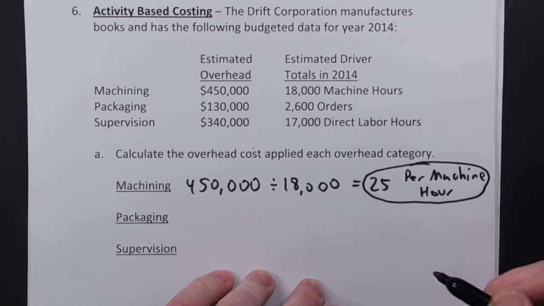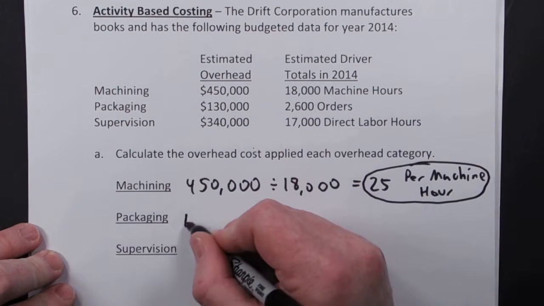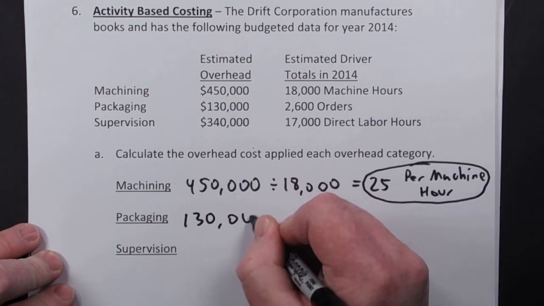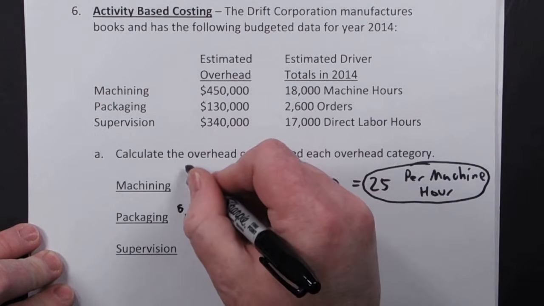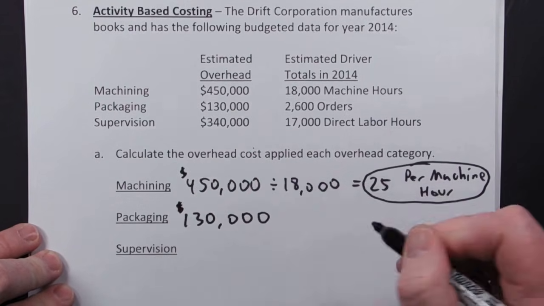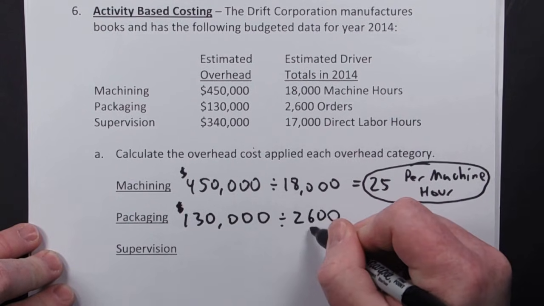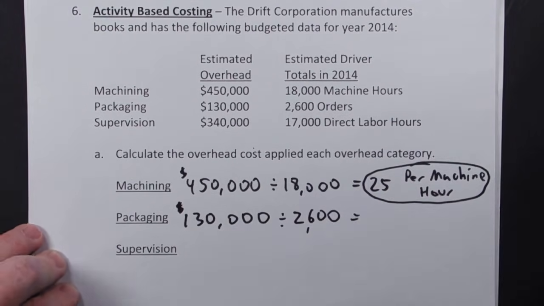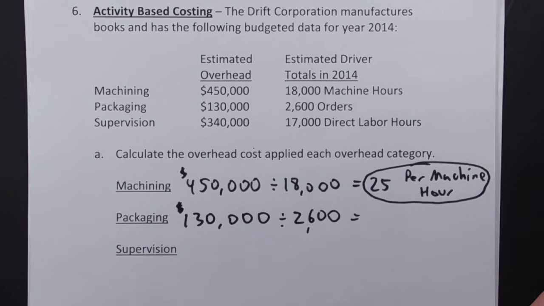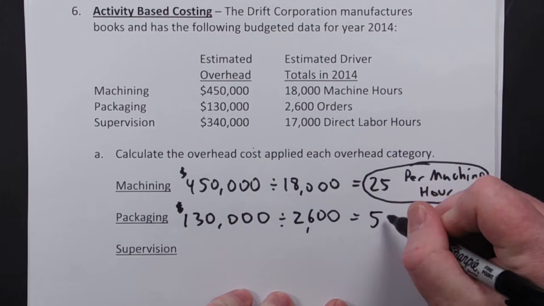Packaging. The driver for that is going to be orders. The more orders we get, the more packaging we have to do. So packaging will be $50 per order.